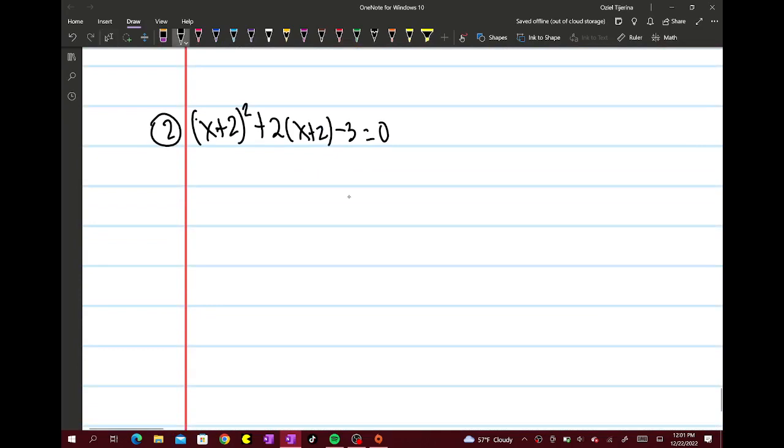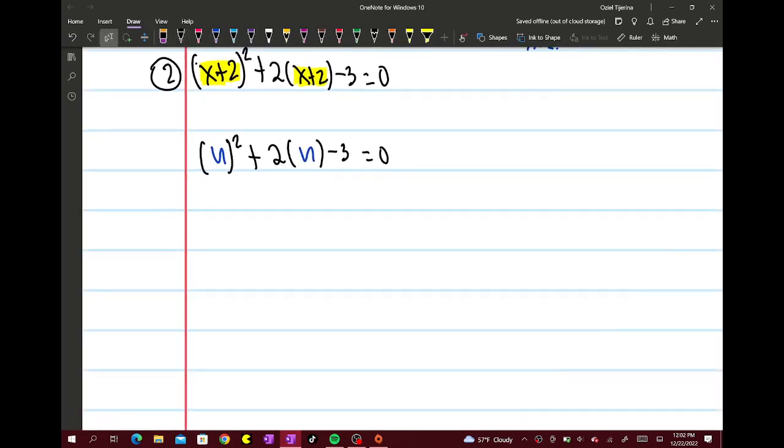We have x plus 2 quantity squared plus 2 times x plus 2 minus 3 equals 0. Now again, look at what we have here on the inside of the parentheses. We can use u-substitution to solve this, right? So if I let u equal x plus 2, I can say the following: u squared plus 2 times u minus 3 equals 0. Now, this becomes u squared plus 2u minus 3 equals 0.